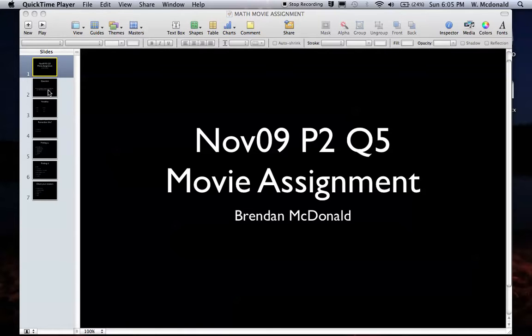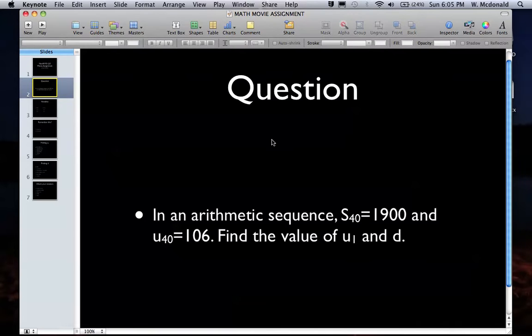The question I was given is based on arithmetic sequences, and here it is. In an arithmetic sequence, S40 equals 1900 and U40 equals 106. Find the value of U1 and D.